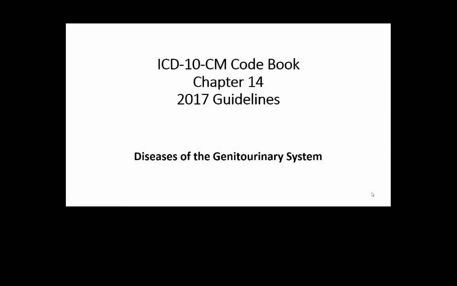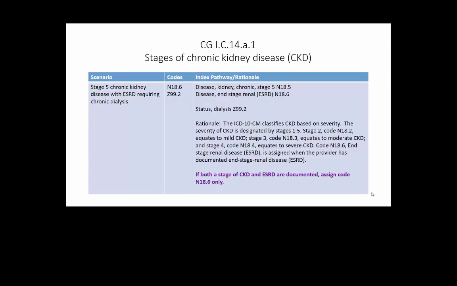Today we're going to talk about Chapter 14 in the ICD-10-CM codebook. These are the diseases of the genitourinary system, the 2017 guidelines. The first guideline has to do with stages of chronic kidney disease. You will often see this abbreviated as CKD.